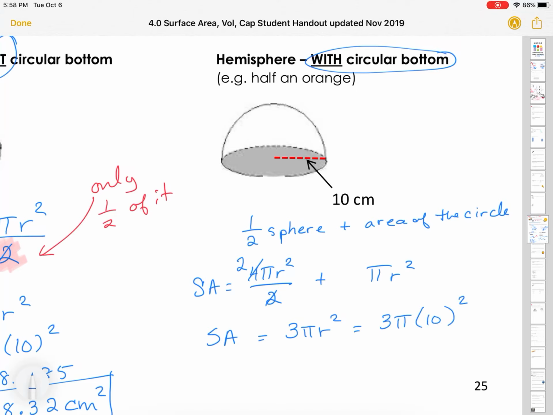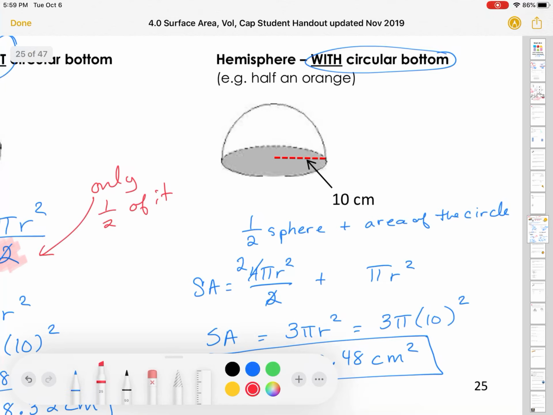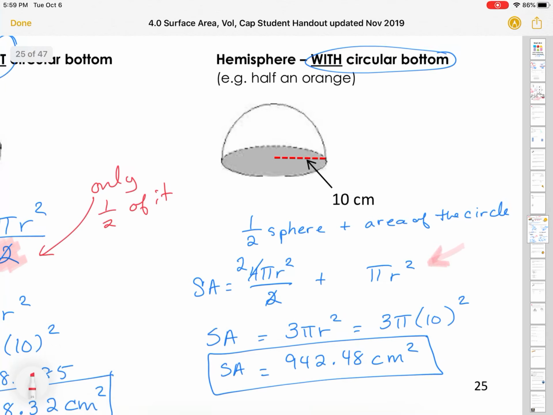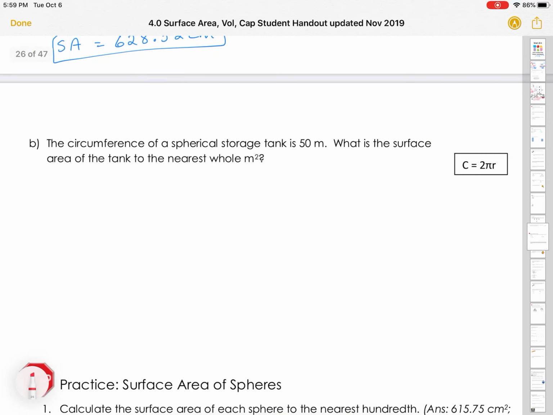So I can substitute in my 10 for my radius, and I'm going to get 942.48 centimeters squared. And that's already rounded to the hundredth. Okay. Now you could have just a note about that. You could have just substituted in back at this step here. That's fine, so that you're adding together. But you can add them together because they are the same basic variable. So it depends on which you're more comfortable with. Either way, you would get the same answer, okay? So feel free to do it whichever way you're more comfortable with.